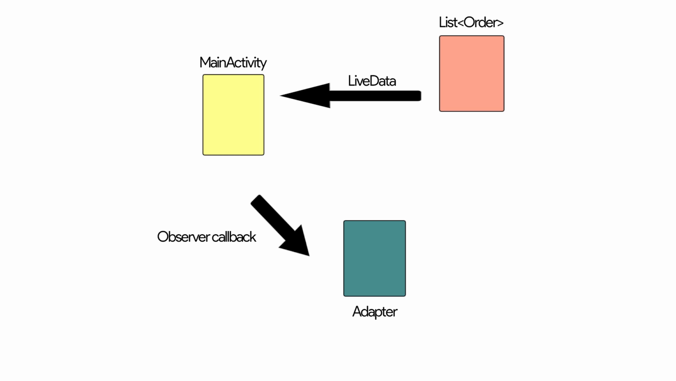If any changes occur in the list of orders, live data will notify its active subscriber of that change. In our case, it will notify the main activity, and as defined in the observer callback, it will set the new list of orders to the adapter. It's pretty simple and useful, isn't it?